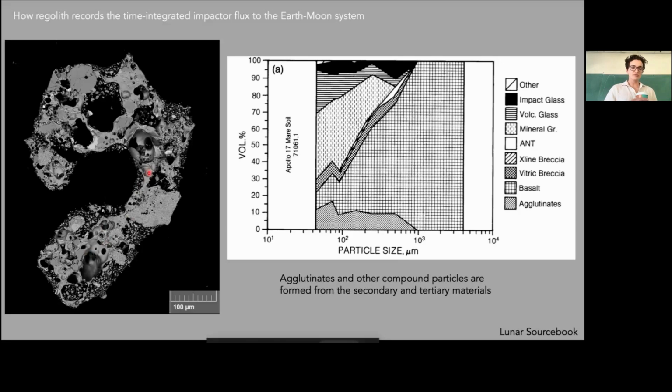So if we look at this agglutinate particle present here, what you can see is that these vesicles represent gas being lost from the material. Whether that gas be hydrogen or vaporized silicates, it doesn't really matter. This material represents a system where we're losing material as the regolith is being overturned and reworked.